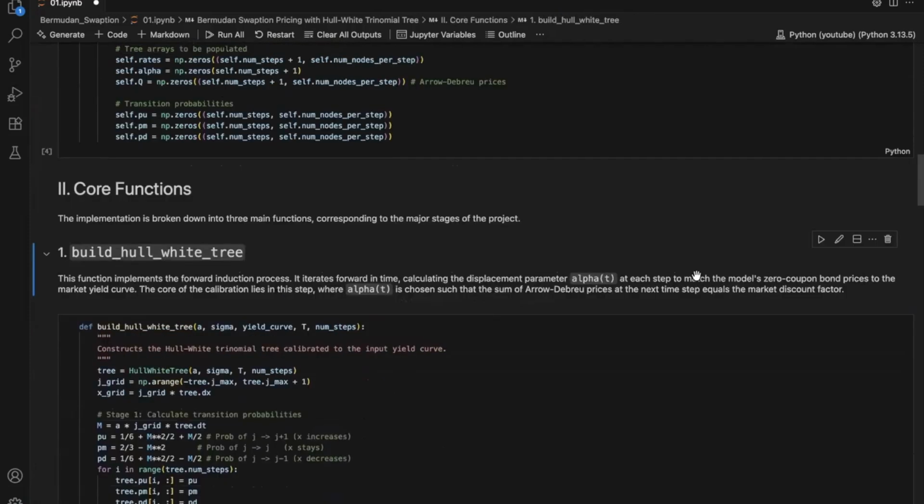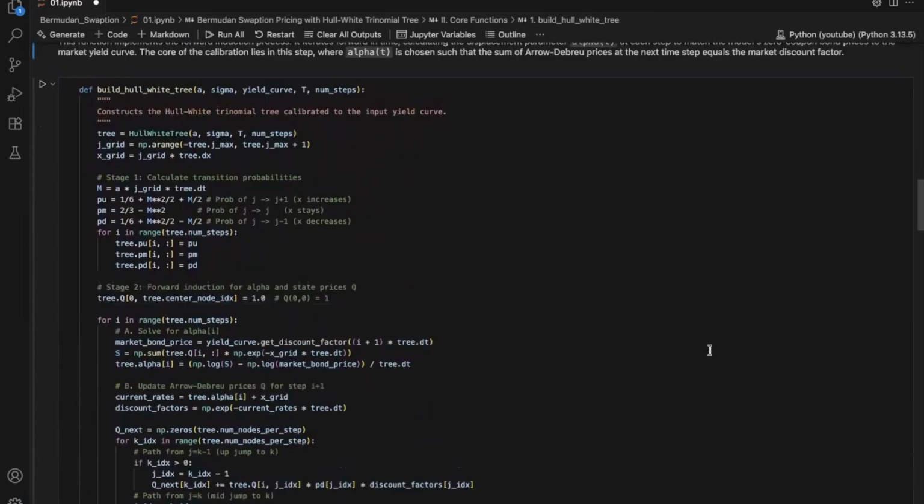With our structure in place, we move to the core algorithmic components. This is the heart of the model construction. We build the short rate tree using a process called forward induction. We start at time 0 and step forward to the final maturity.